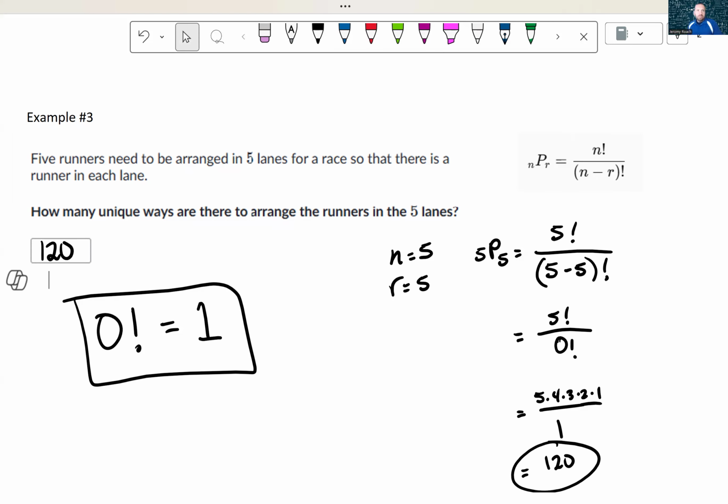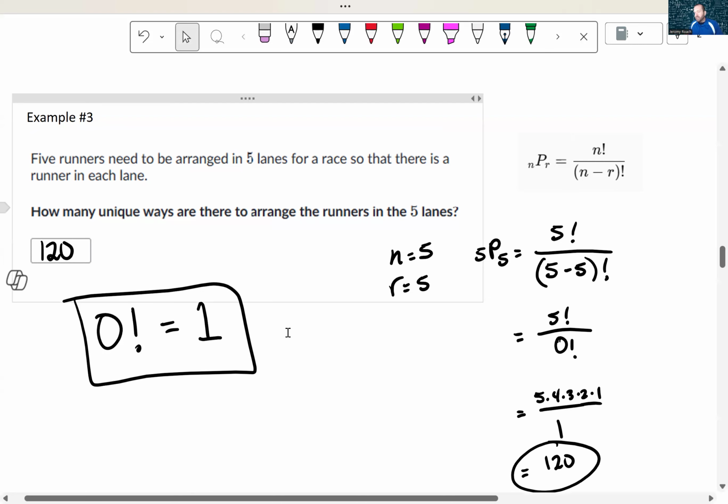Okay, factorials can also be used in some probability problems where there are many possible arrangements, and we'll see some examples of how this works in just a few minutes. Before we do that, though, we're going to go over another very similar topic, combinations.